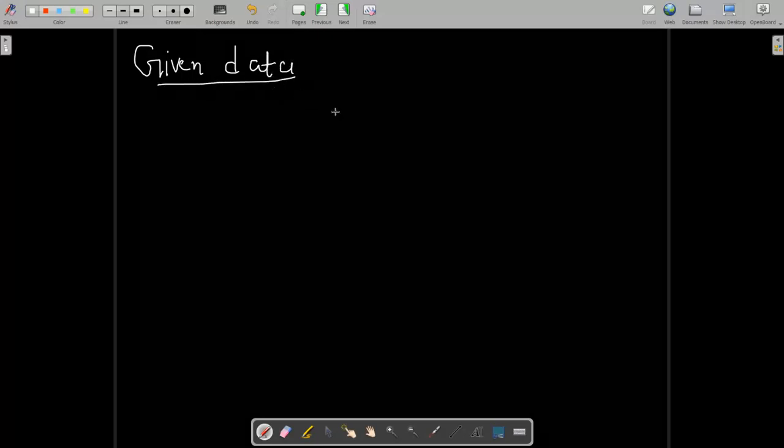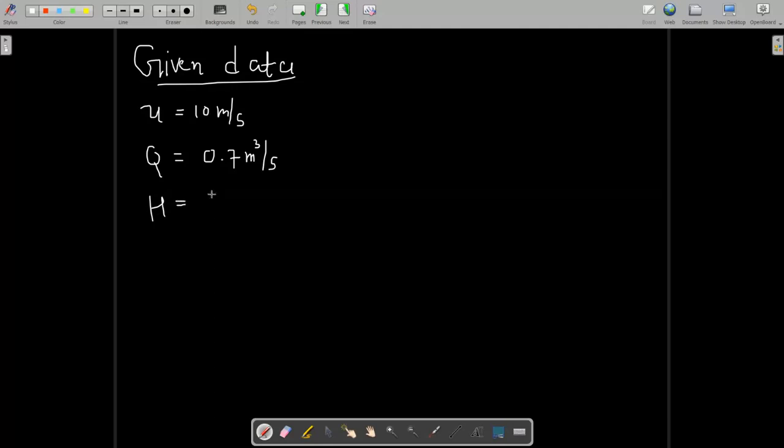Okay, so first it is bucket speed. So I am writing bucket speed as U, 10 meter per second. Discharge is given to us, 0.7 meter cube per second. It is in liter, but we have converted into meter cube. Total head is given to us, 30 meter. Outlet vane angle beta 2, it is 180 minus 160, so it is 20 degree.